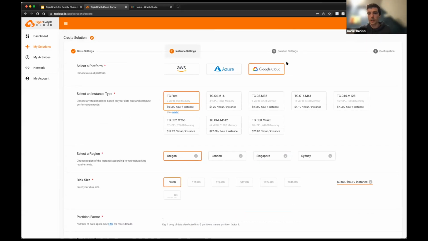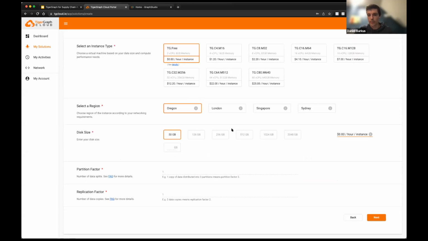You can select where you would like to host it. We do offer all of the three main cloud platforms that you can host on. And we do as well have that free tier for anyone who creates their account. So you can go ahead and select whichever your preferred platform is, select free tier, and then you can just click next.